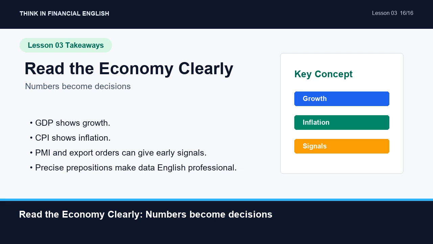Your final task is to explain Taiwan's economy using at least one growth indicator, one inflation indicator, and one external demand indicator.